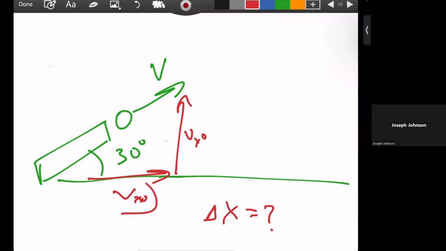Because the velocity in the x direction, there's no acceleration. Acceleration in the x equals 0. But if we found the time, then delta x is just going to equal v initial x times t. But we don't know the time. We've got to find it.